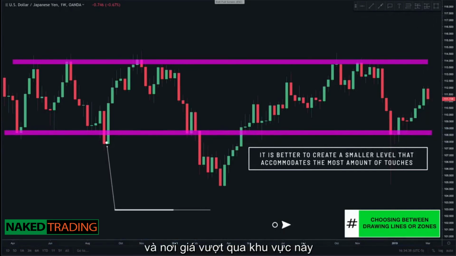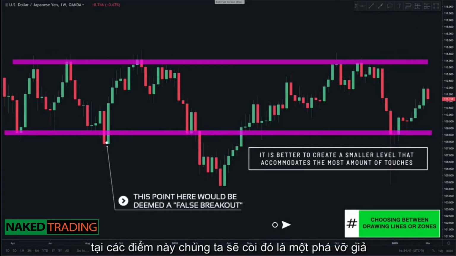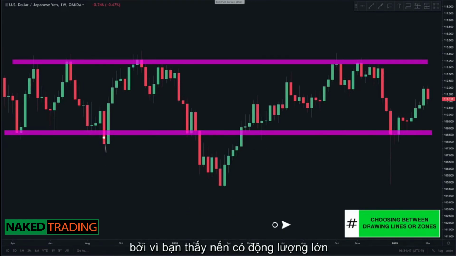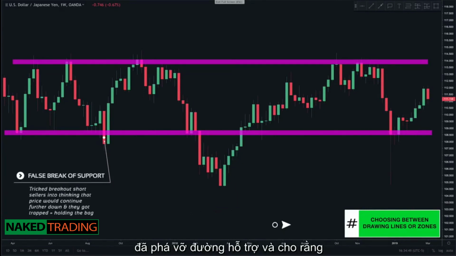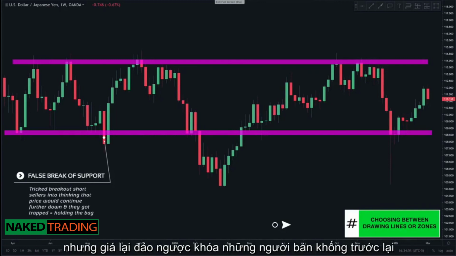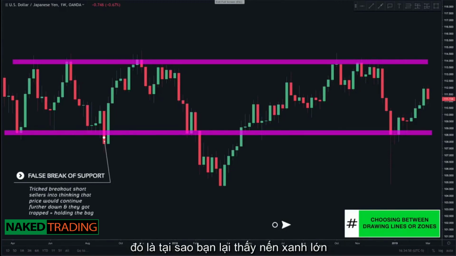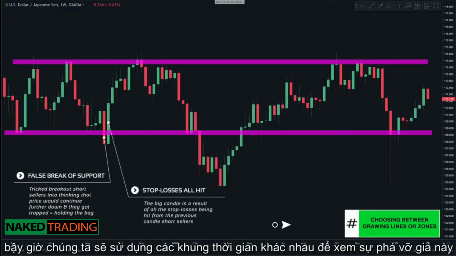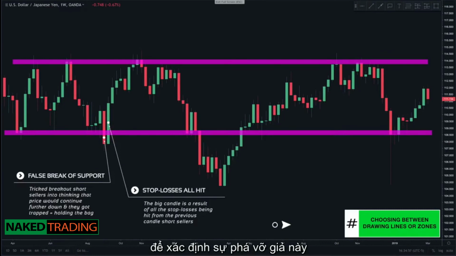And then this point here would be deemed a false breakout. We will dive deeper into false breakouts in another video, but the name is self-explanatory because you see this big momentum candle that breaks through support and assume that it will continue lower, but it ends up reversing drastically and faking out all the short sellers. Hence why you see such a big candle that followed the breakout candle. Now we use time frame confluence to get around false breakouts, but that is something we will discuss in another video.